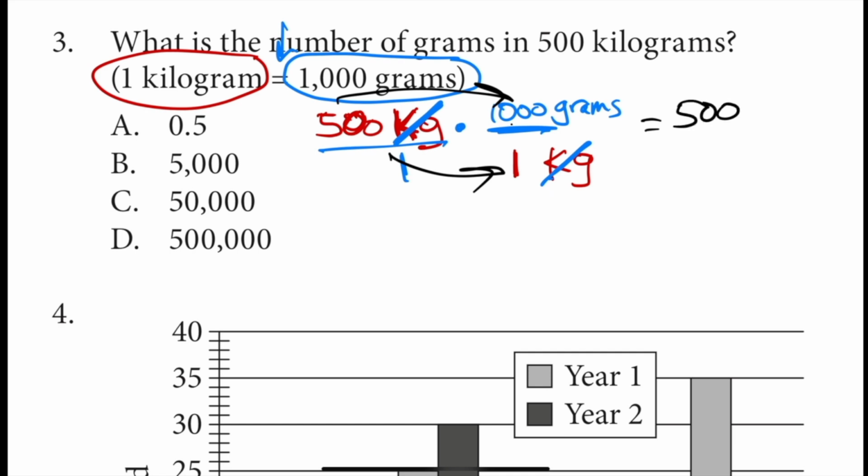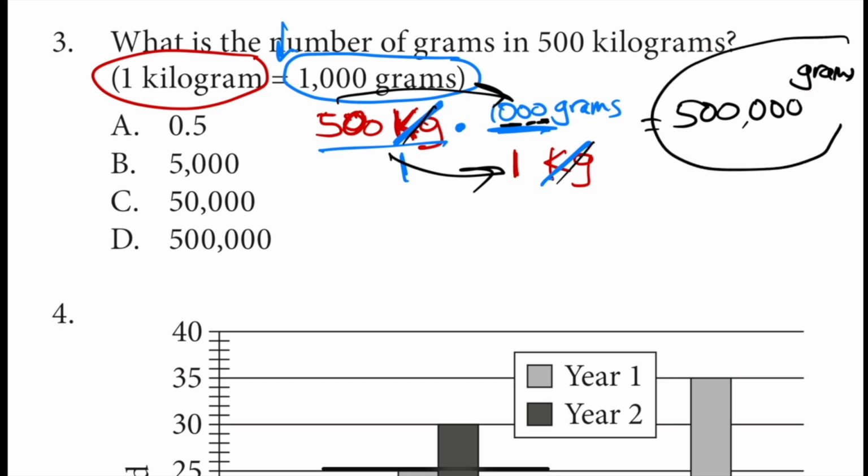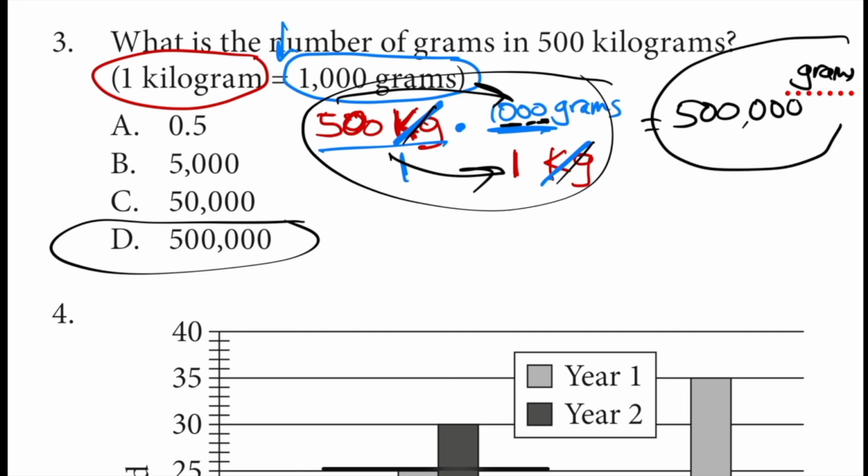500 times 1,000. How many zeros in 1,000? 3 zeros. I just add 1, 2, 3 zeros. And my answer is in grams. Kilogram cancels with kilogram. 1 times 1 is 1. So my answer is 500,000 grams, and the answer is D. All right, a little trick using conversion units.